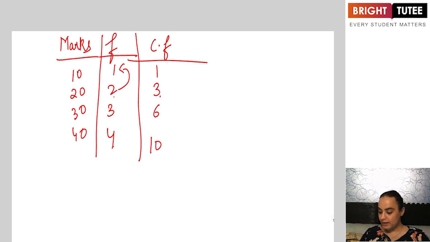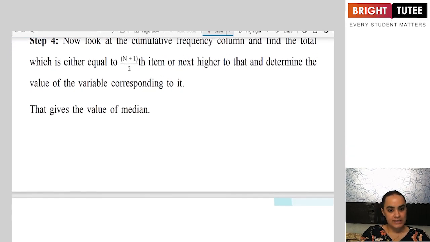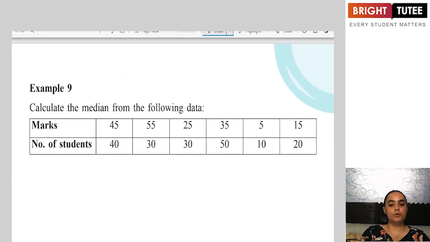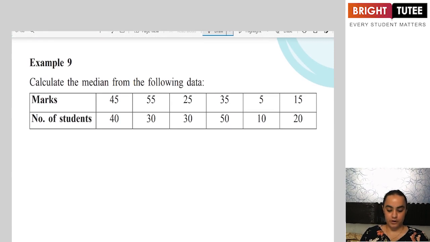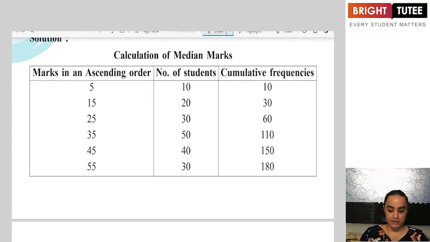Alright. Now let us look at the formula for calculating the median in case of a discrete series. We know how to calculate the cumulative frequency now, right? So look at this example. You are given the marks of the students and the number of students. So the first thing that we do is to calculate the cumulative frequencies.